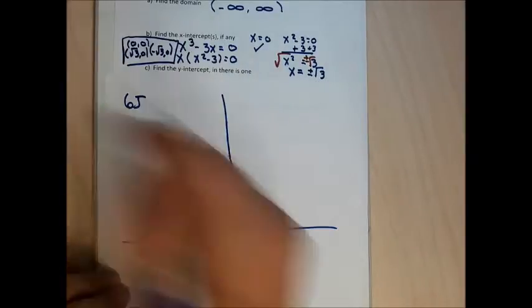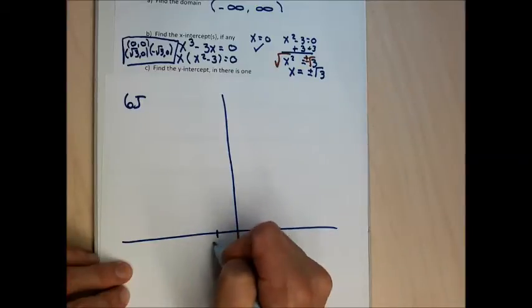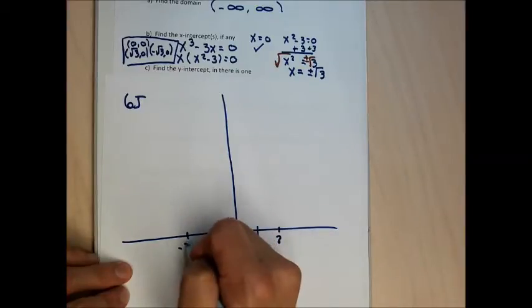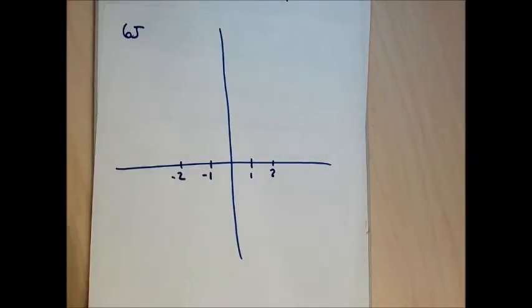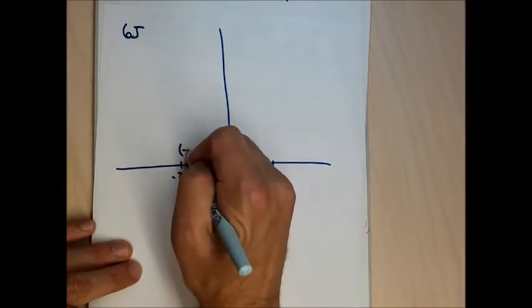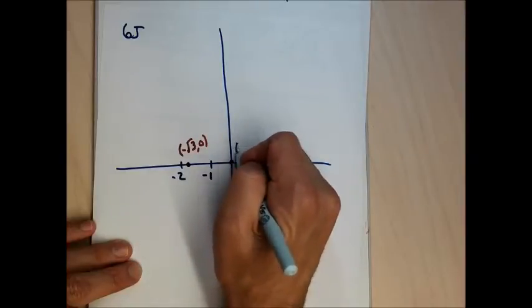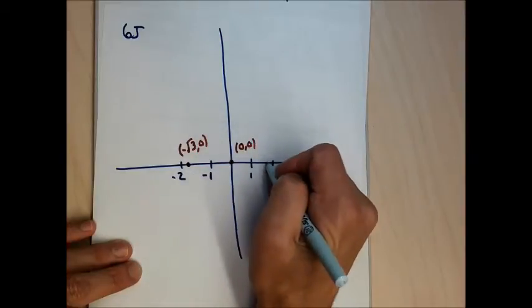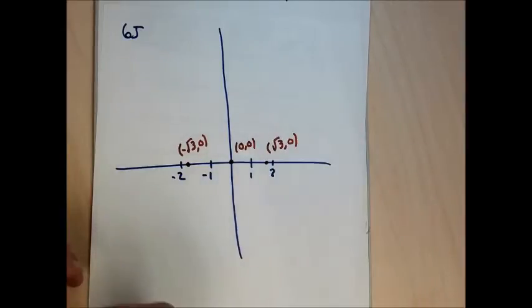As I start to mark up my x-axis, I'm going to put all 3 of the x-intercepts on my x-axis. I'm going to call this the point negative square root of 3 comma 0. I'm going to call this the point 0, 0, and then over here positive square root of 3 comma 0. So I have all 3 x-intercepts shown on my graph, and I'm ultimately going to need to graph everything, so let me just keep this handy.